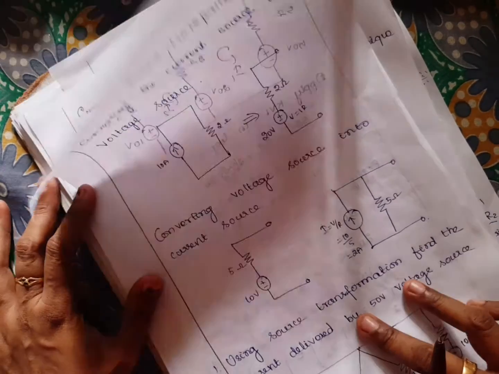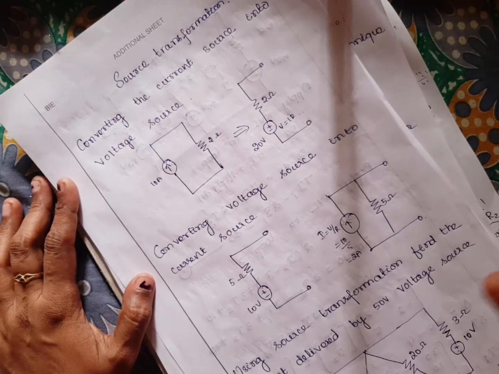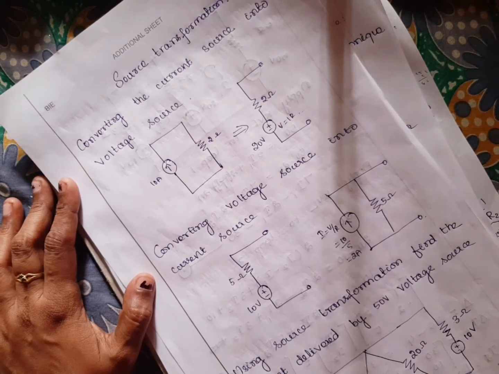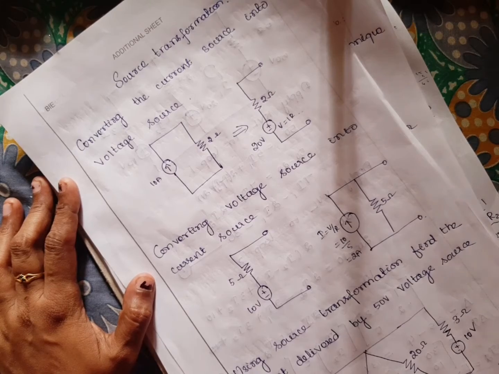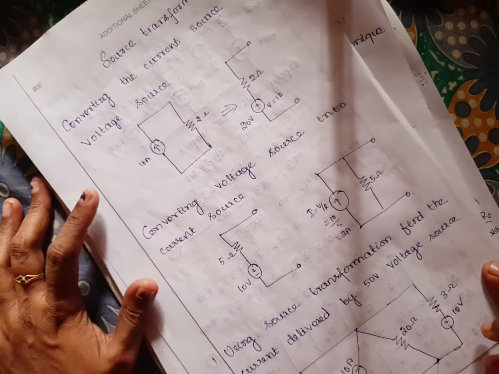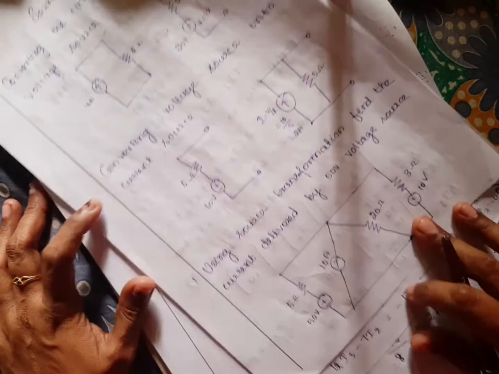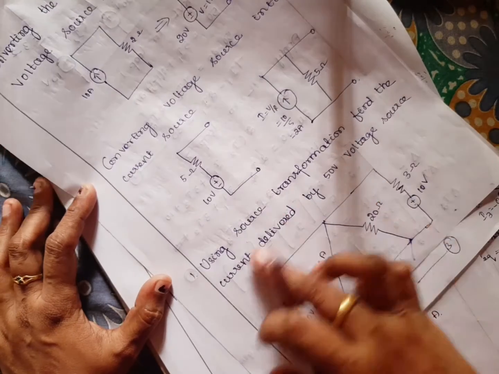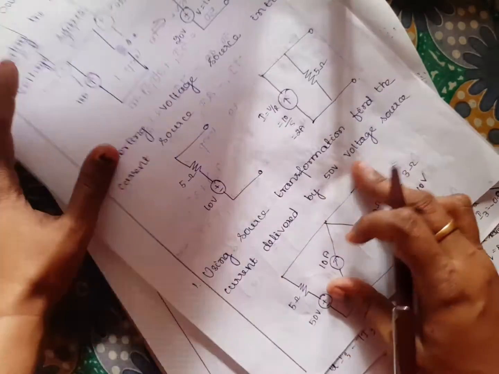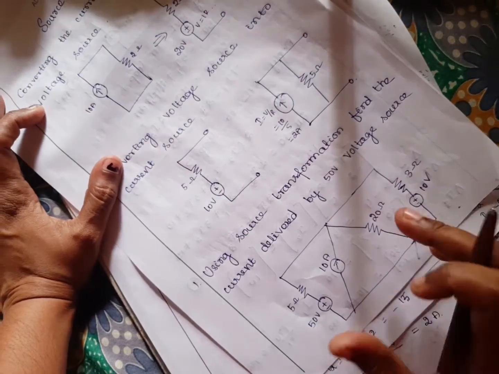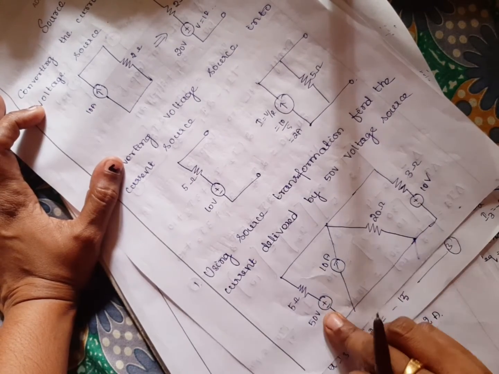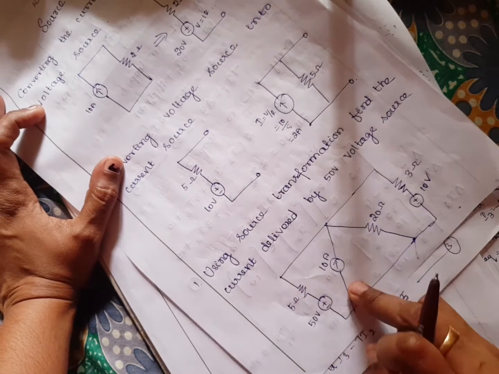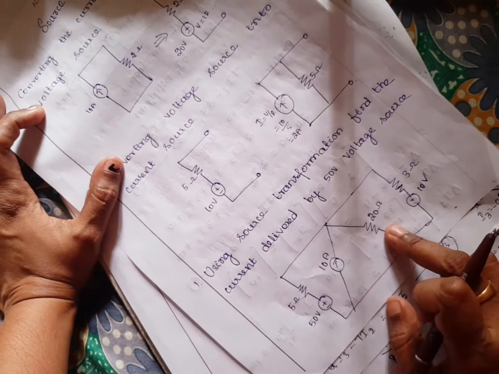When the current source is parallel to the resistor, then it is converted to the voltage source series with the resistor. When the voltage source is series with the resistor, then we can convert to the current source parallel to the resistor. So we can see one problem. Using source transformation, find the current delivered by 50 volt voltage source. So see the diagram. Here voltage source is series with the resistor. Here current source is parallel with the resistor.